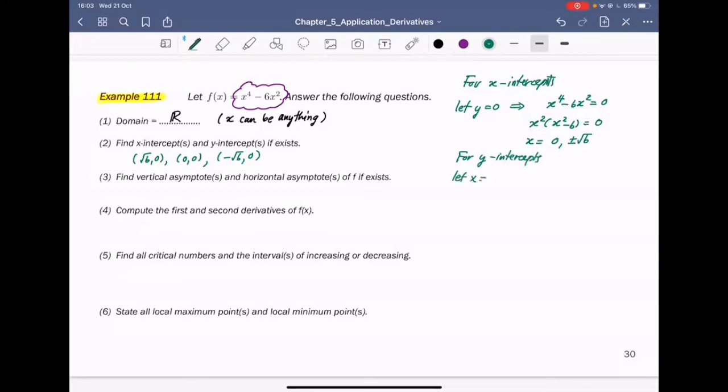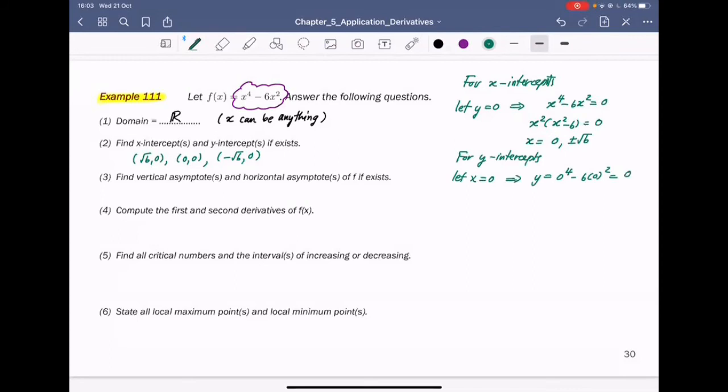And for the y-intercept, I can let x equal to 0. That means 0 to the fourth power minus 6 times 0 squared equals y. So y is going to be 0. So (0, 0) is also the y-intercept. So this is all for the intercepts.